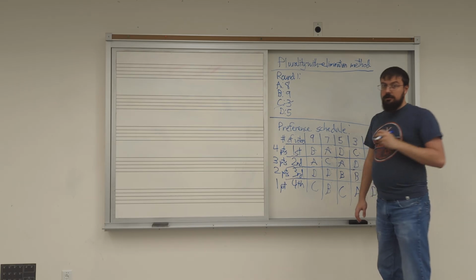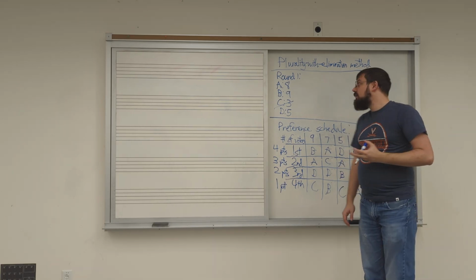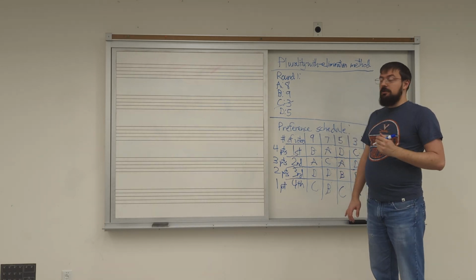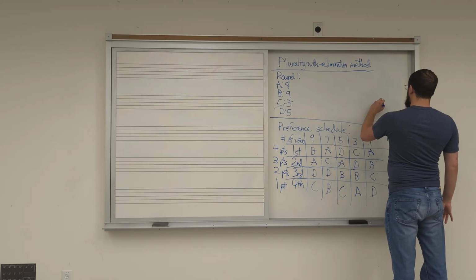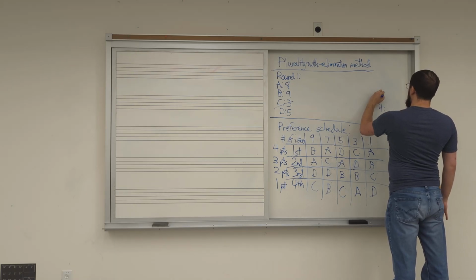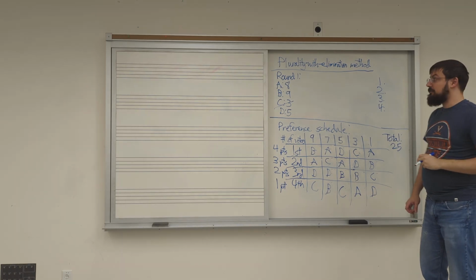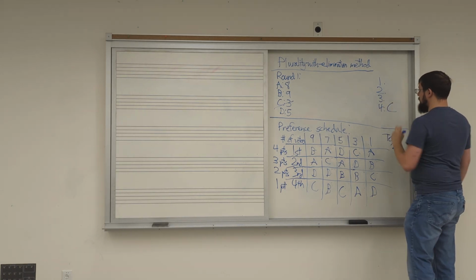Now, when we are determining the ranking of candidates with this method, we rank the candidates in reverse order of elimination. So that means that in this case, our fourth place candidate is going to be C because C was eliminated first.